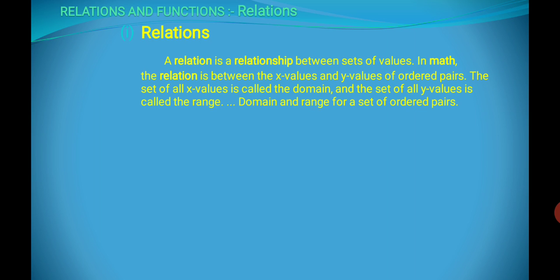Next, relation. We as human beings live with other human beings in relations, and similarly in mathematics all numbers are related to other numbers. The definition of relation is a relationship between sets of values. The relation is between the x values and the y values of ordered pairs. The set of all x values is called the domain. The set of all y values is called the range. Domain and range are for a set of ordered pairs.